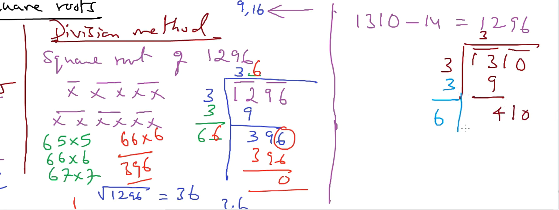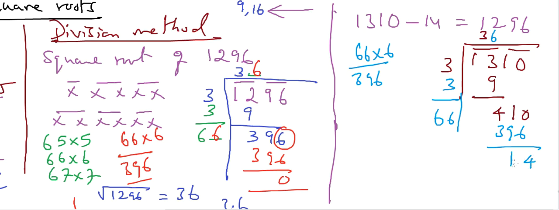Okay, so how many times? 6, and as I said, you leave the last digit, and 41. So how many 6s are there in 41? Approximately 6 times. So let's try, 66 into 6, we get 396. So subtract 410 minus 396, you get the remainder 14. So here the remainder is the answer, because 14 is extra now.